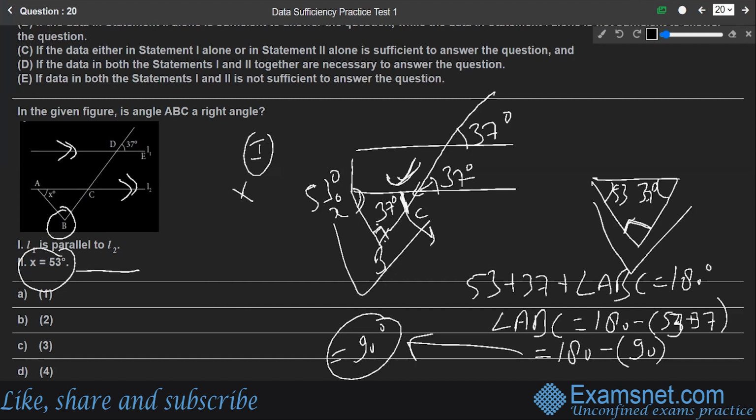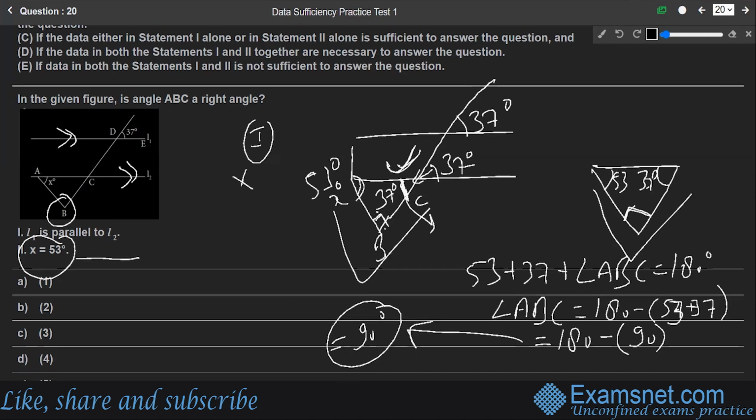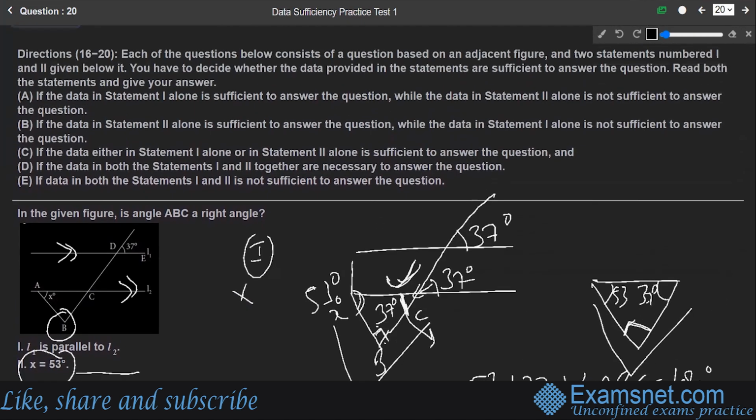That's what we were supposed to verify, whether ABC is a right angle or not. Yes, it is found to be a right angle. So how was this possible? This was made possible when we combined the data from statement number 1 and statement number 2. Then only this was possible. So option C is the right answer for this question.